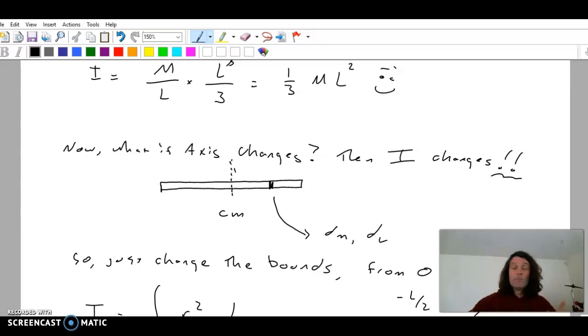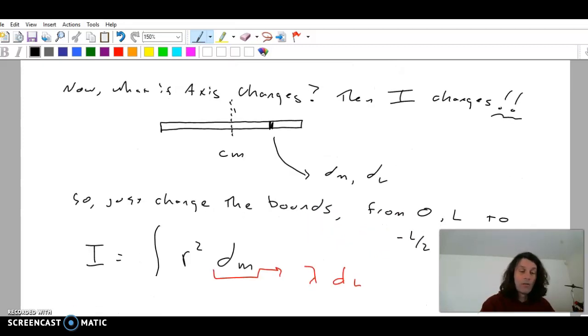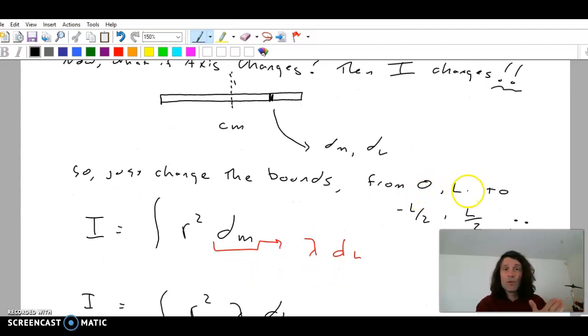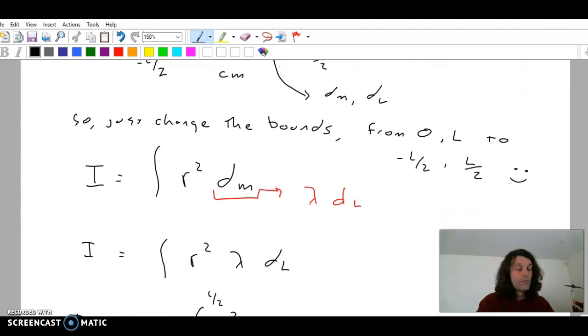Okay, so I'll do the exact same thing. It's got a differential mass, that's a piece of the differential length. The only thing we're going to do is change the bounds. Instead of the bounds being from 0 to L, we're going to go from the center of mass to a spot that is negative L over 2, half of the length, to a place that is positive L over 2, the other half of the rod's length. That's it. Just go from negative L over 2 to L over 2. So it'll be R squared differential mass.